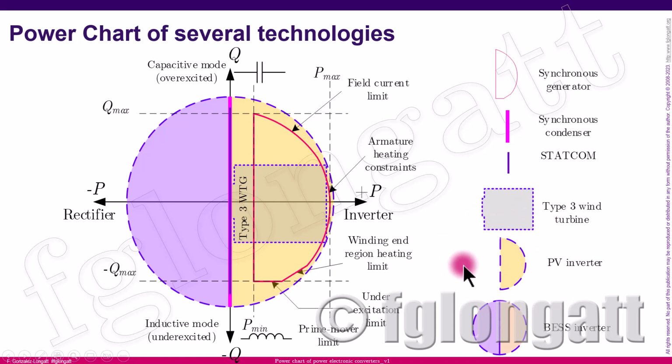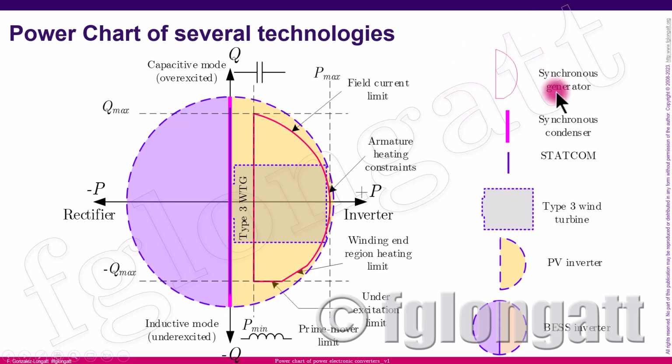But the STATCOM and the synchronous condenser are almost a straight line that is able to deliver maximum and minimum reactive power in both directions, capacitive mode or inductive mode, because those devices are strategically designed only for this purpose. They cannot typically deliver active power.